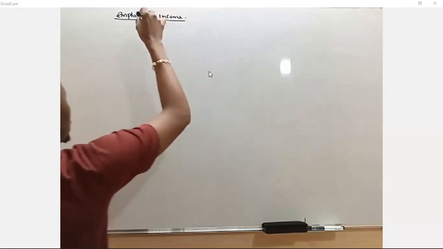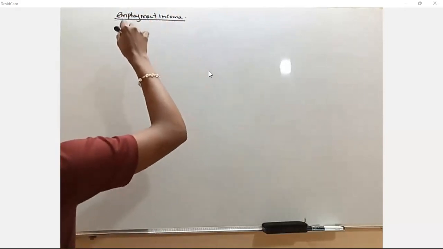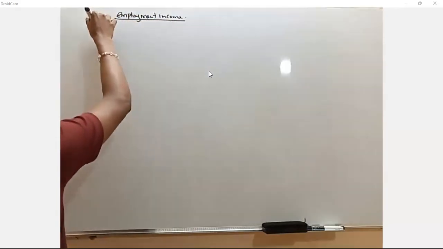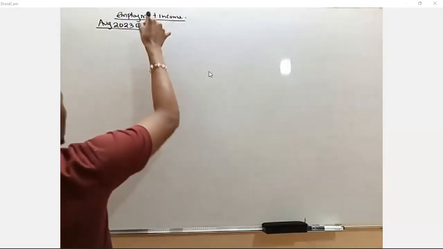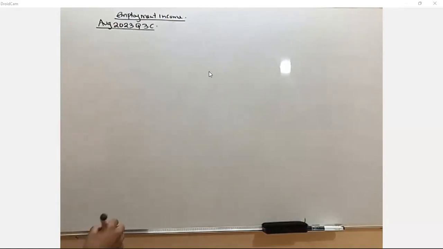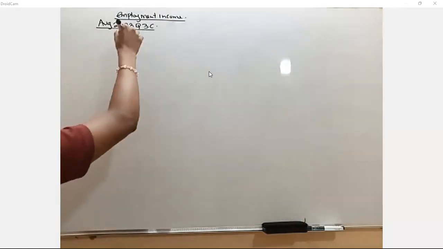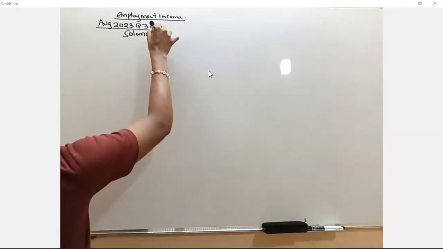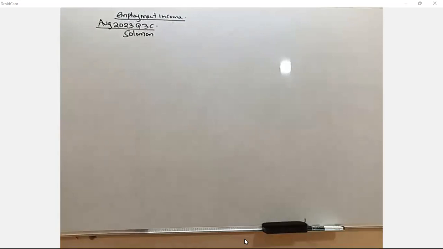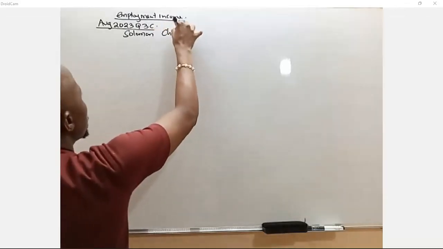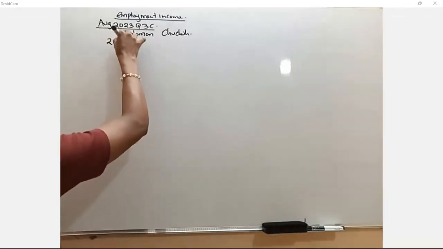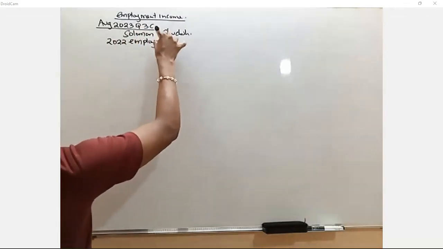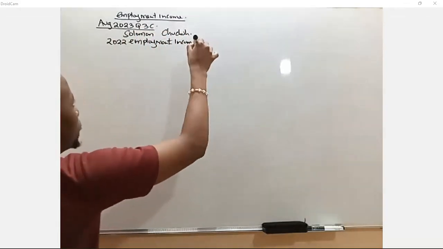In this question, it is August 2023. Let me just write the question first. Question number 3C. The question talks about the computation of the employment income, but the question is for Solomon. We have to be writing our title. It is called Solomon Who? It should be Solomon Chuchu. We are discussing 2022 employment income. Employment income computation.